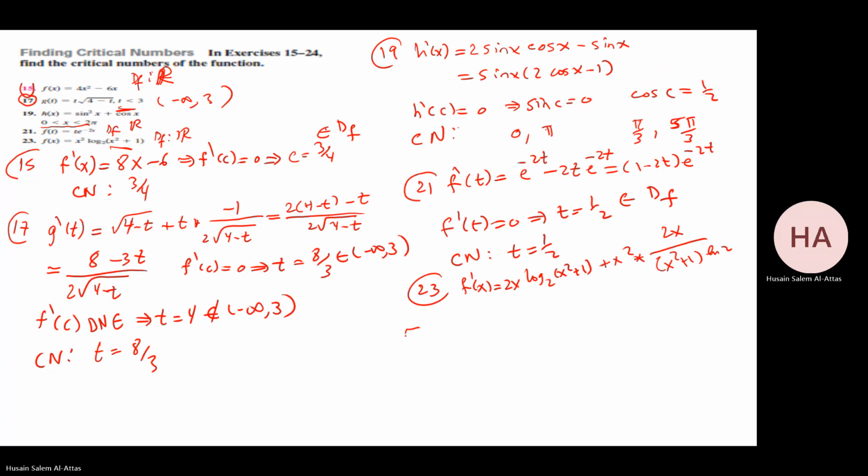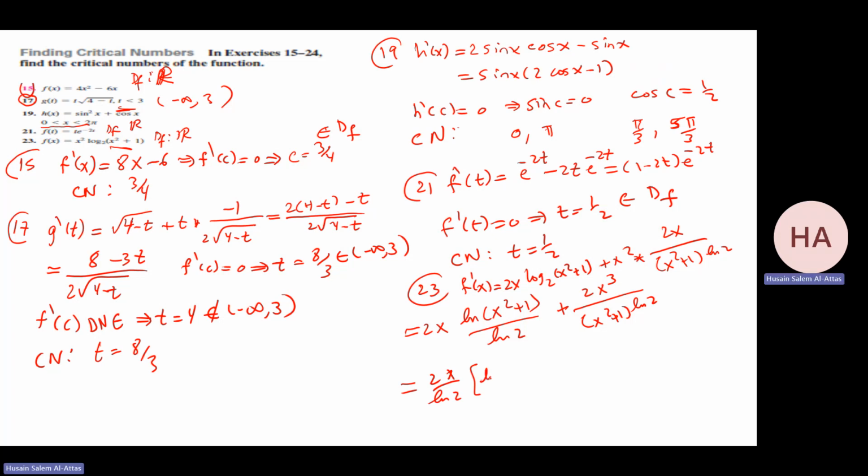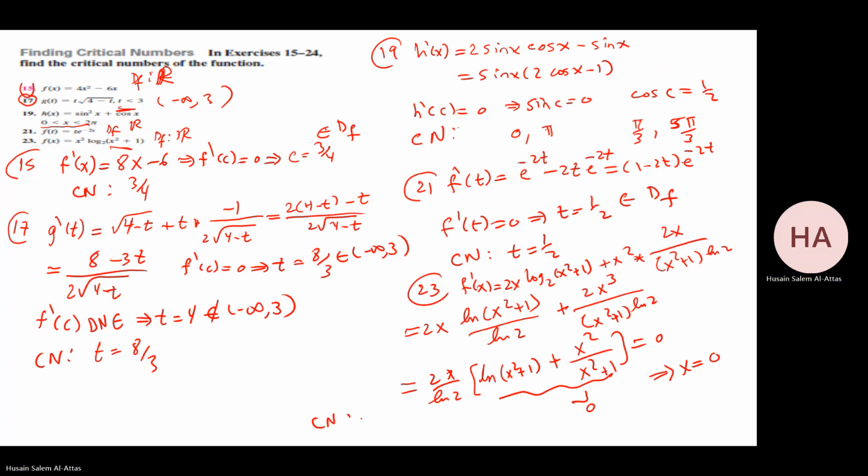So that will give us 2x ln(x squared plus 1) over ln 2 plus 2x cubed over (x squared plus 1) ln 2. In other words, I can take the common factor 2x over ln 2. What's the remaining? ln(x squared plus 1) plus, since I took 2x, x squared over x squared plus 1. Notice this is always positive, so make it equal to 0. I have only x equals 0. So the only critical number is x equals 0.